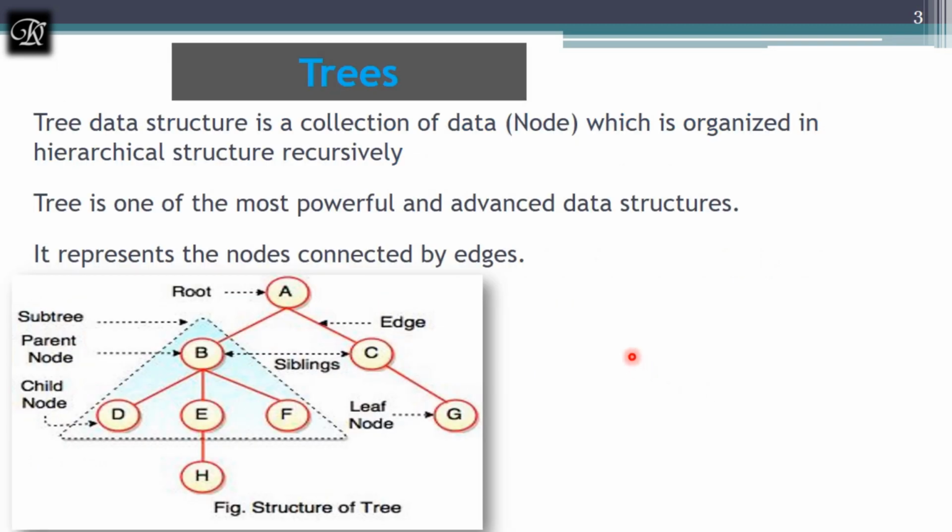Before discussing binary search tree, let's see the definition of tree and some of the properties of trees. A tree is a data structure, a collection of data nodes which is organized in a hierarchical structure recursively. You can note here we are having hierarchical nodes which start from H till A, or it might be in reverse also, and the topmost node we call a root.